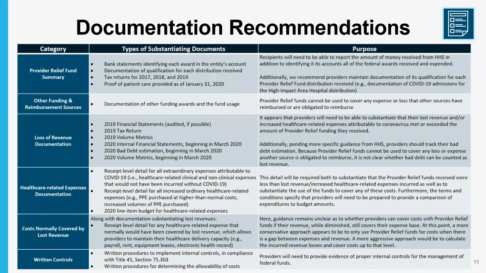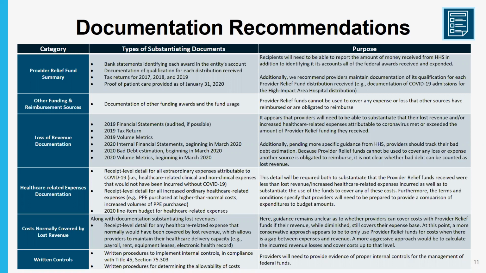As Aaron described, there are scenarios under which providers could use this money to cover expenses like payroll and rent, which obviously overlap with the PPP. And because there can't be effectively double counting of expenses across multiple funding mechanisms, ensuring that you're able to keep clear records of what expenses were allocated where is really critical.